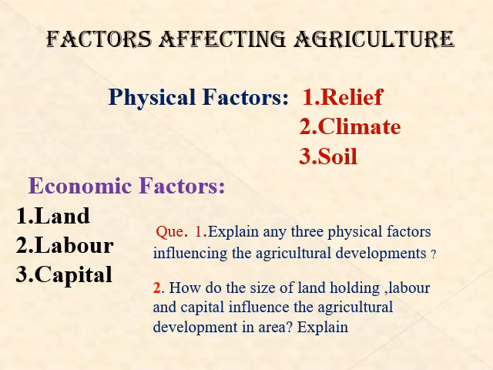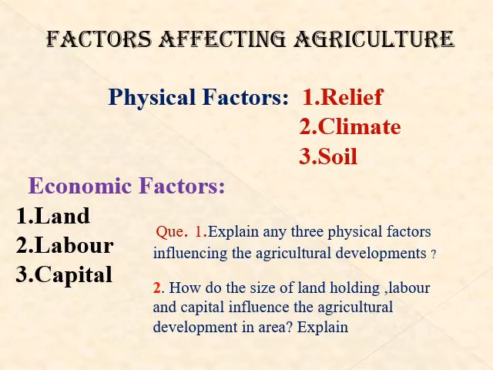Read that. Explain any three physical factors influencing the agriculture development. So students, you have to write these three points and information about that. How do they affect agriculture? Next, economic factors. Students, land, labor and capital. These economic factors are affecting the agriculture.